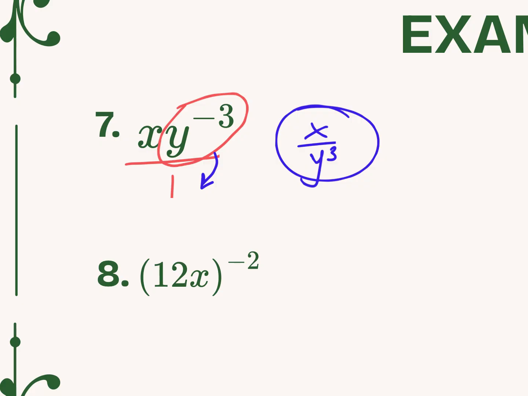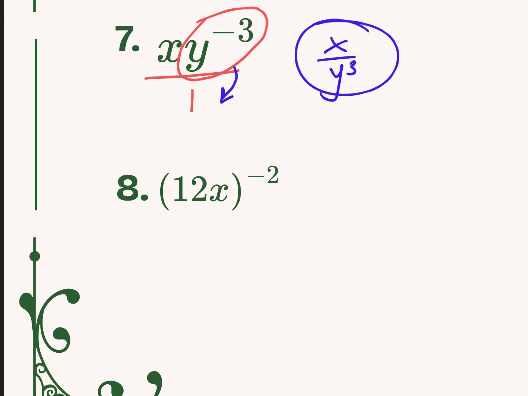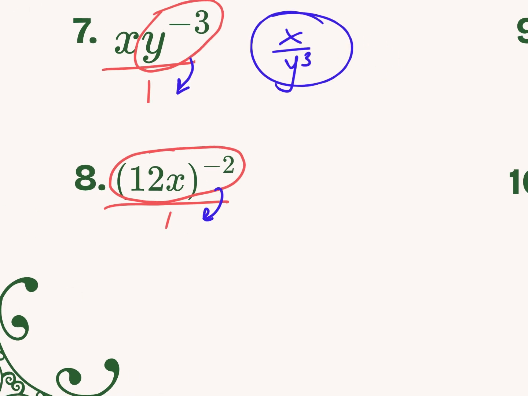Only move what's attached. Whenever we have numbers that we can simplify, we will. So let's circle what is stuck with the negative. So step 1, I'm going to rewrite this. When I rewrite this, what does it look like? Okay, so 1 over 12x squared. Can I simplify that more?